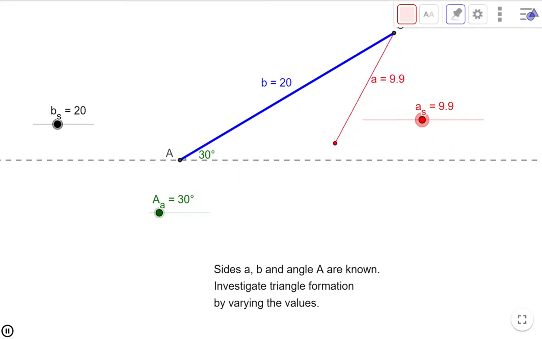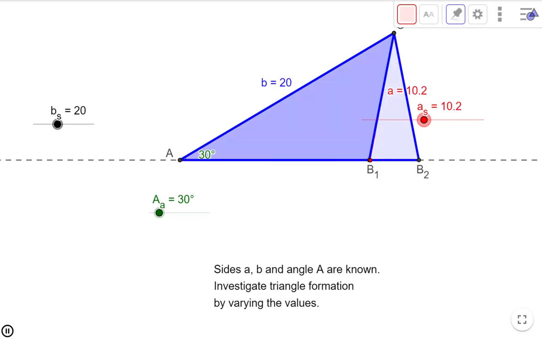So at the moment, 9.9 is too short, and the opposite side isn't long enough to stretch down and hit the base. And I'll just say one more thing, that the 30 degrees has been selected specifically because it has very special properties regarding how these lengths relate to each other if you want to make a right angle triangle.